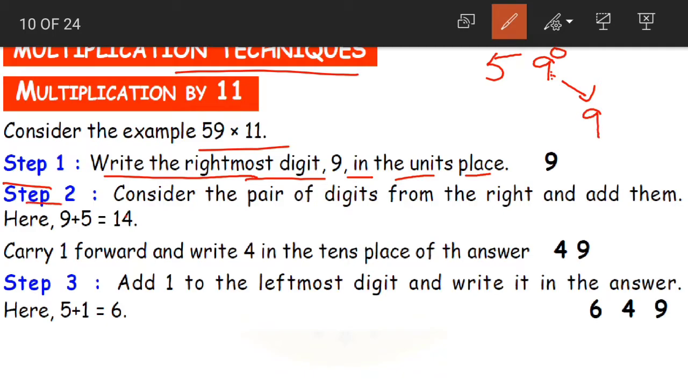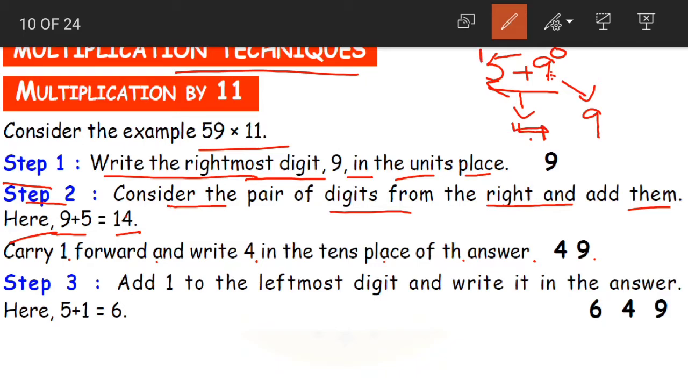Now step 2. Consider the pair of digits from right and add them. From right, after 9 what do we have? 5. So 9 plus 5 becomes what? 14. So 4 here, 9 plus 5 becomes 14. Carry 1 forward and write 4 in the tens place of the answer. 4 we have written here, we will carry 1 forward.